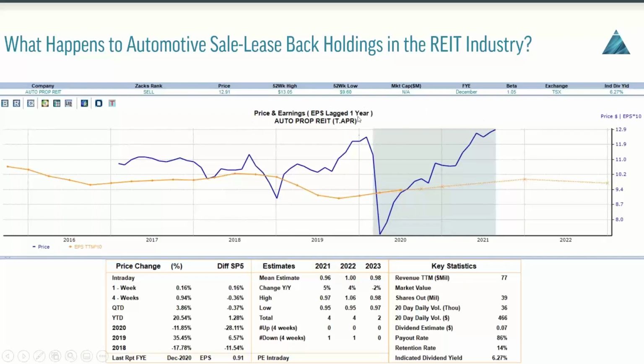I mean, this is a concentrated risk for companies like this. This one just so happens to be listed on the Toronto Exchange. Are we surprised it's a Zacks rank sell? I'm not sure. Even though it's trading at record highs right now, when you start looking at the magnitude of this semiconductor shortage on the automobile industry, we need to start thinking about how these sale-leaseback holdings in the automotive space are dispersed across the REIT space.